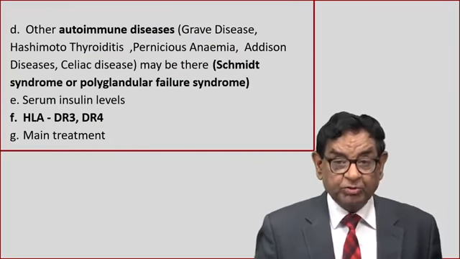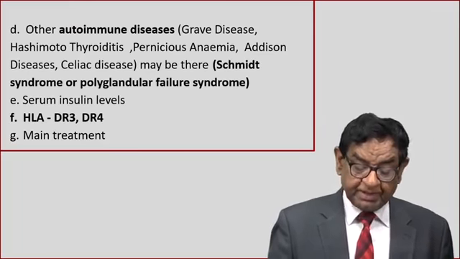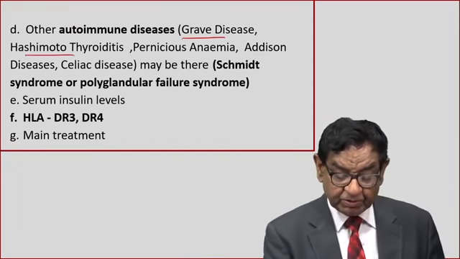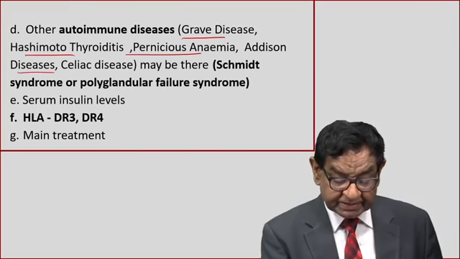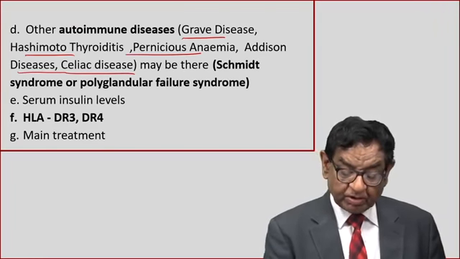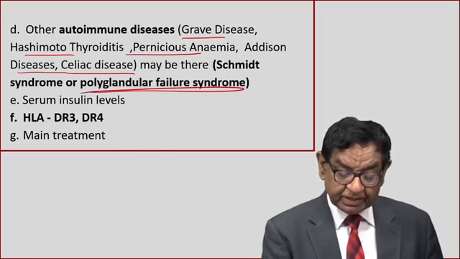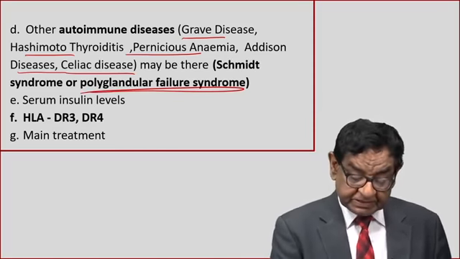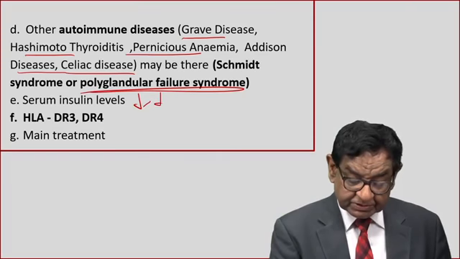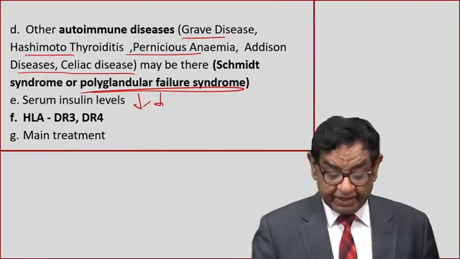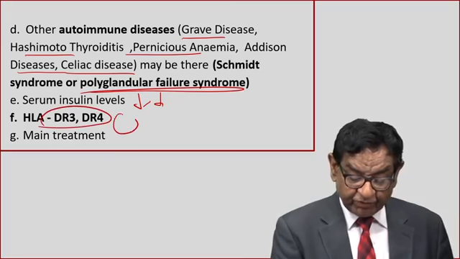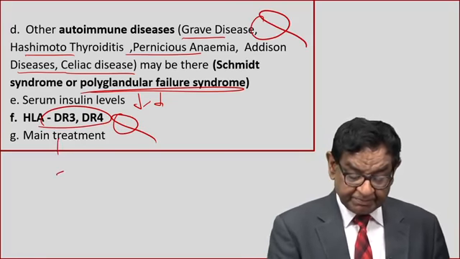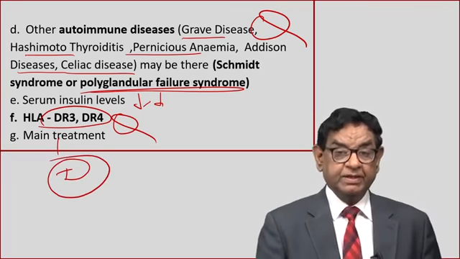Well, since there is an autoimmune destruction in most of the cases, the patient may have other autoimmune diseases like Graves' disease, Hashimoto, pernicious anemia, Addison disease, celiac disease, or maybe the so-called polyglandular failure syndrome called Schmidt syndrome. Serum insulin levels are reduced. Why? Beta cells are destroyed. HLA DR3, DR4, very important question. This is again a very important question, and main treatment is insulin.